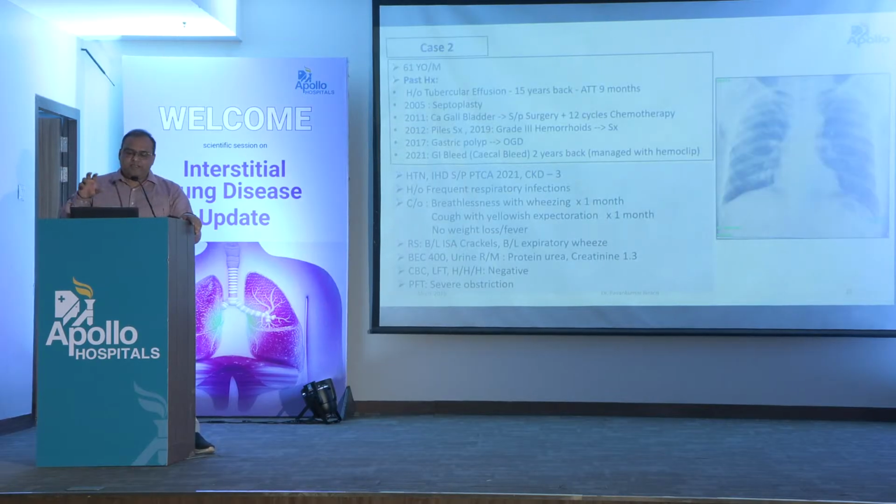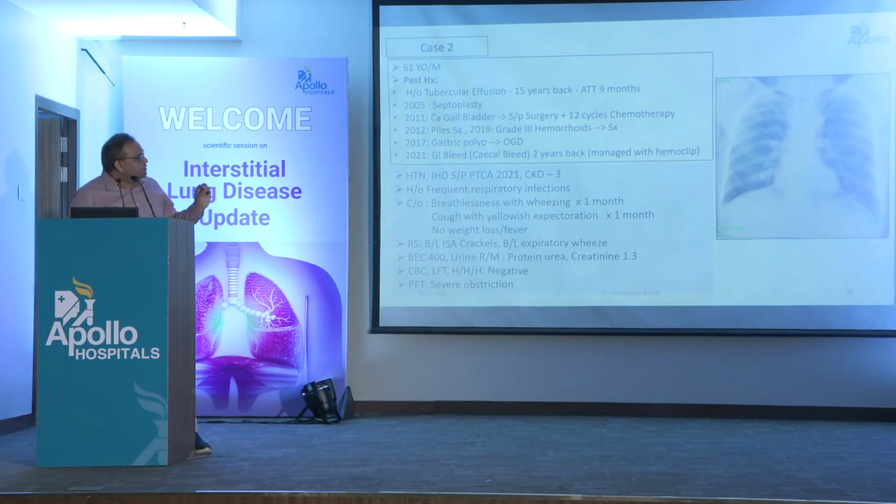The next case is a case of a 61 year old male with multiple problems: TB history, gastric ulcers, bleeding, piles. He has undergone multiple surgeries. He is hypertensive, has IHD, is on antiplatelets, and has creatinine on the borderline, non-oliguric, CKD3. He comes to us with frequent respiratory infections. He has seen multiple doctors. He has a 1 month history of breathlessness, cough, and yellowish expectoration. With standard respiratory symptoms, you suspect there is a lower respiratory tract infection in this patient.